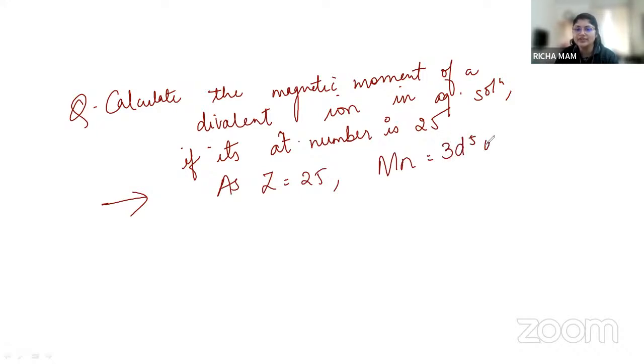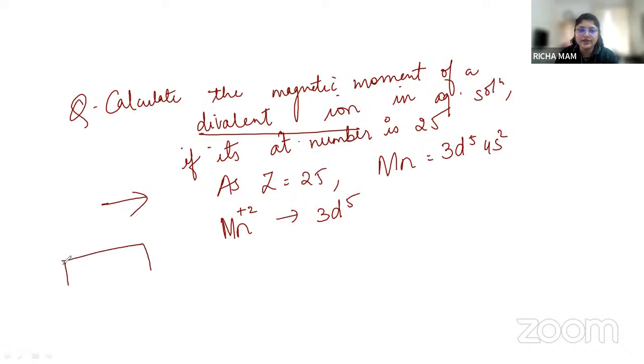It will be 3d5 4s2. Right. So Mn is divalent in nature. Divalent means plus 2, so it will be 3d5. So write the 3d5 system: 1, 2, 3, 4, and 5. So the number of unpaired electrons is 5.